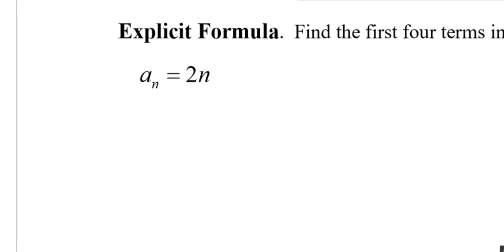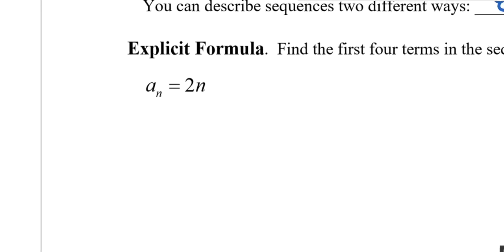Notice a sub n is equal to 2n. That is the formula that generates each term. Meaning if we want to find the first term, we're going to call that first term a sub 1, meaning 1 is now our value for n. And to generate the first term, we would simply use the formula, and we would replace n with 1. So 2 times 1 is 2, so our first term is 2.